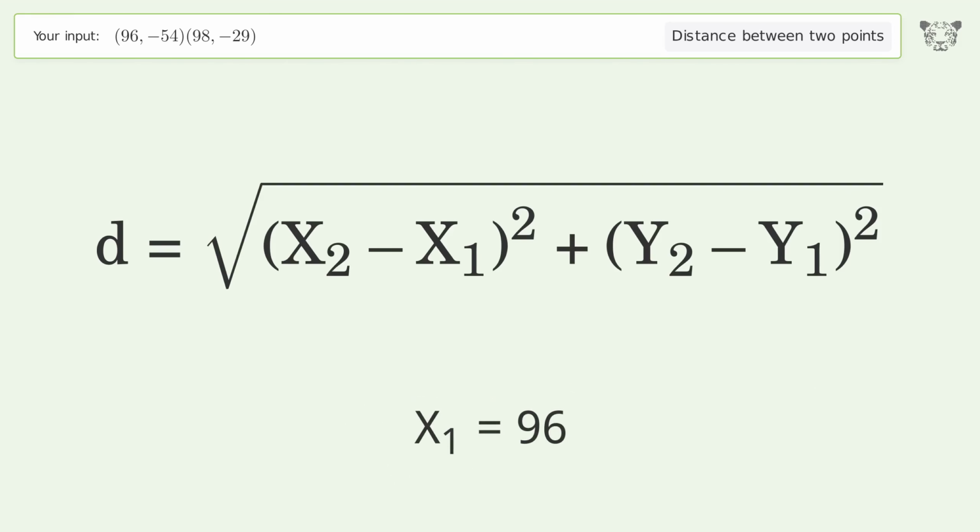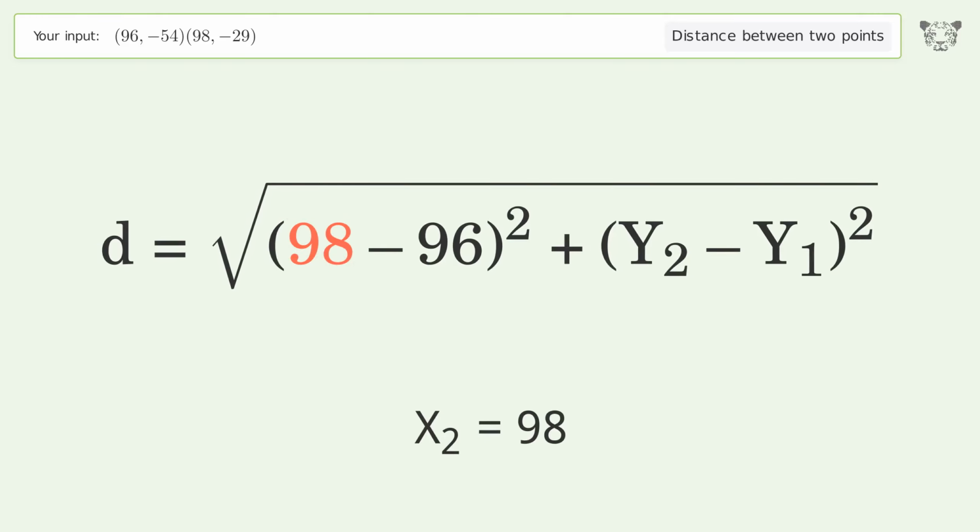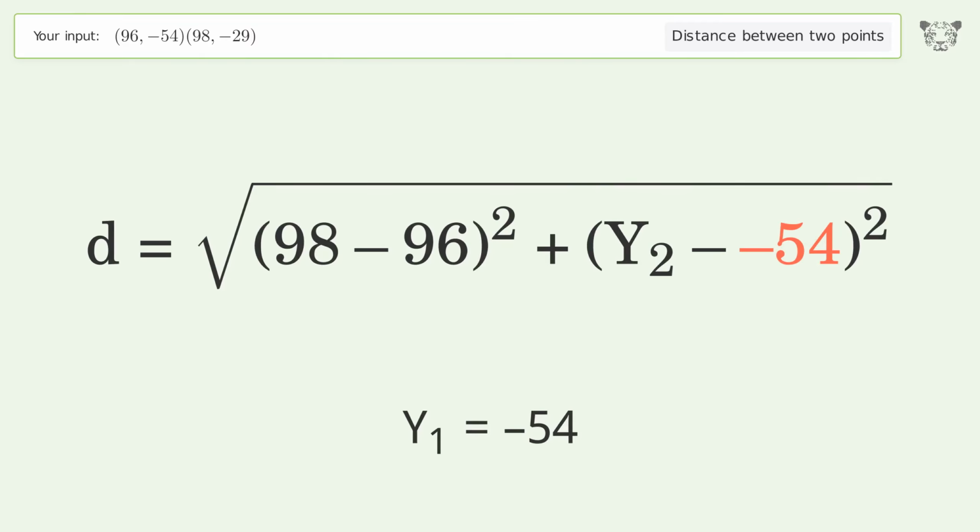x1 equals 96. x2 equals 98. y1 equals -54. y2 equals -29.